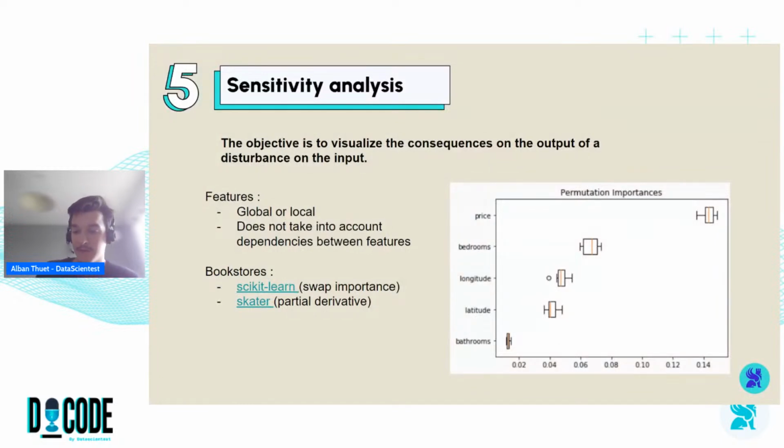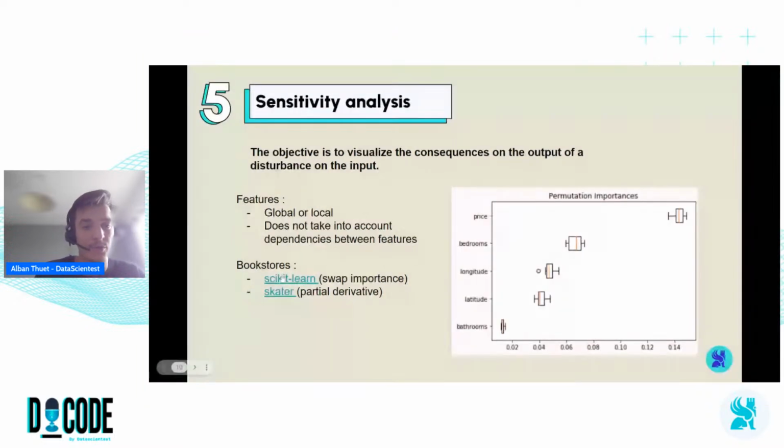The second group of interpretability methods that we will talk about today is sensitivity analysis. Sensitivity analysis is a big category, and there are lots of different methods that talk about it. I will talk mainly about two of them. The first one is called swap importance. It's from scikit-learn. You can also see the library here if you want to. You will find it just by typing swap importance.